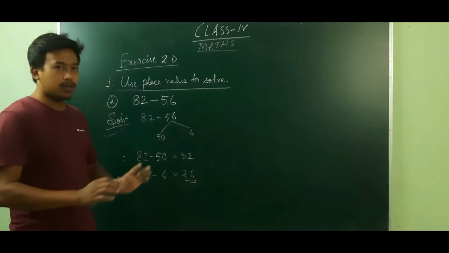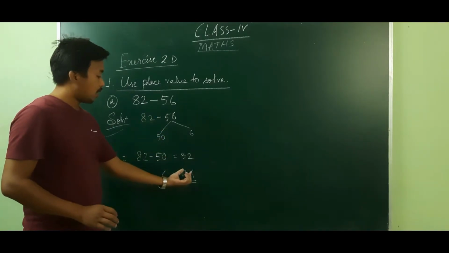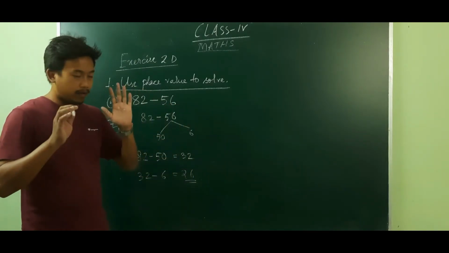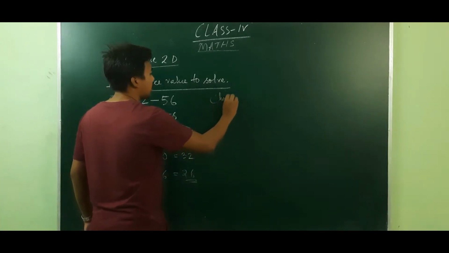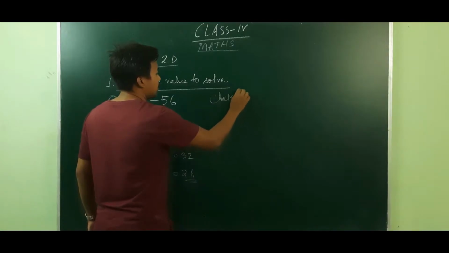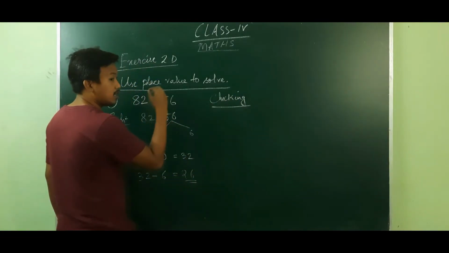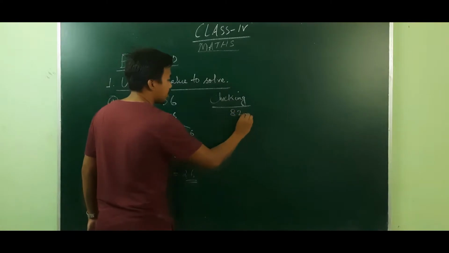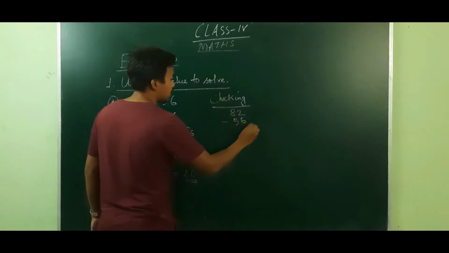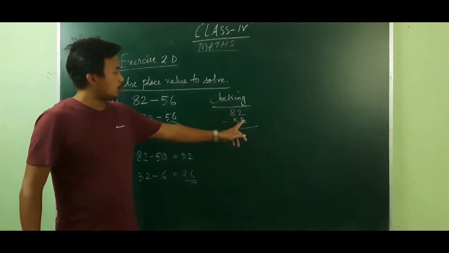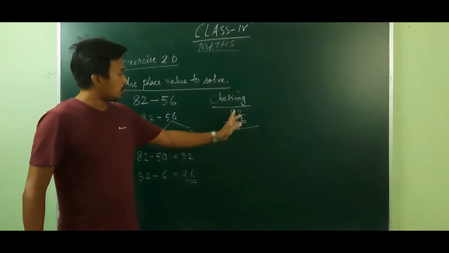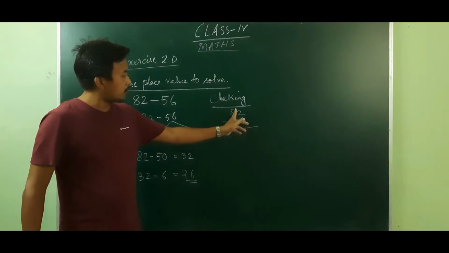But if you have any confusion, say for example, what will be the answer of 82 minus 56? If you have any kind of confusion, you can just check it. You can write checking. Okay, checking. After doing checking, in a simple way, that is 82 minus 56. So from 2 we cannot deduct 6. So we have to borrow one from this 8.